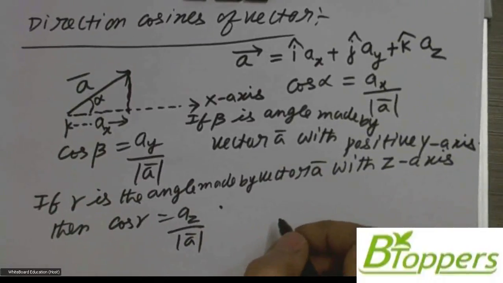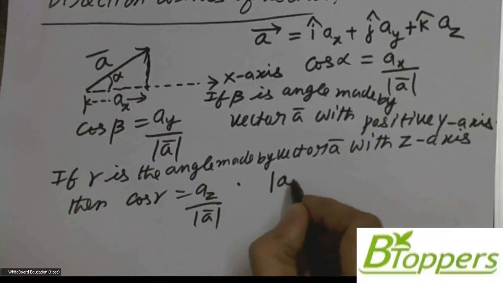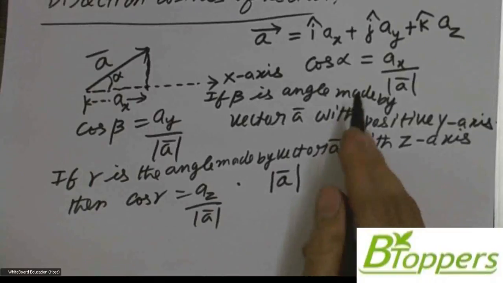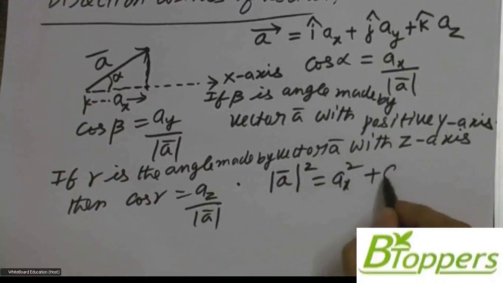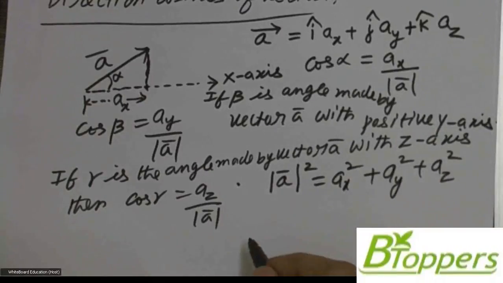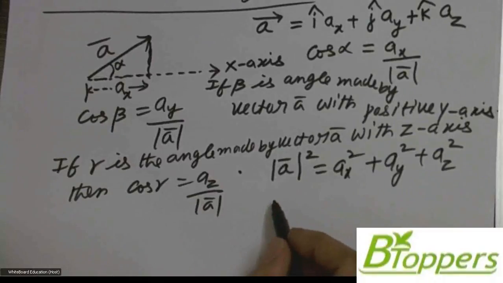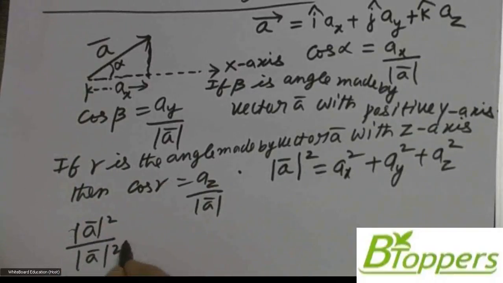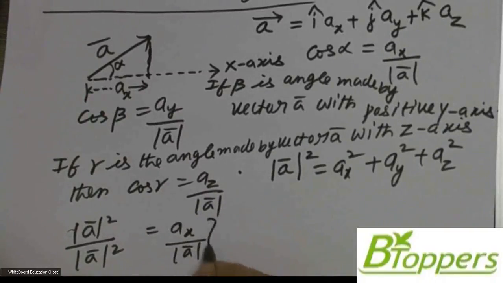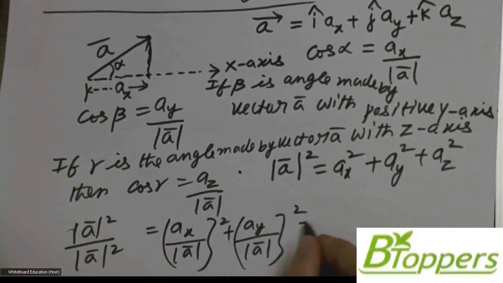Would like to discuss the relationship between the 3 direction cosines of the vector. We know that magnitude of vector A bar is root of AX square plus AY square plus AZ square. Or you can write square of the magnitude of vector A bar equal to AX square plus AY square plus AZ square. If you divide both sides of this equation with square of the magnitude of vector A bar, you get square of magnitude of A bar by square of magnitude of A bar equal to AX by mod of A bar square plus AY by mod of A bar square plus AZ by magnitude of vector A bar square.